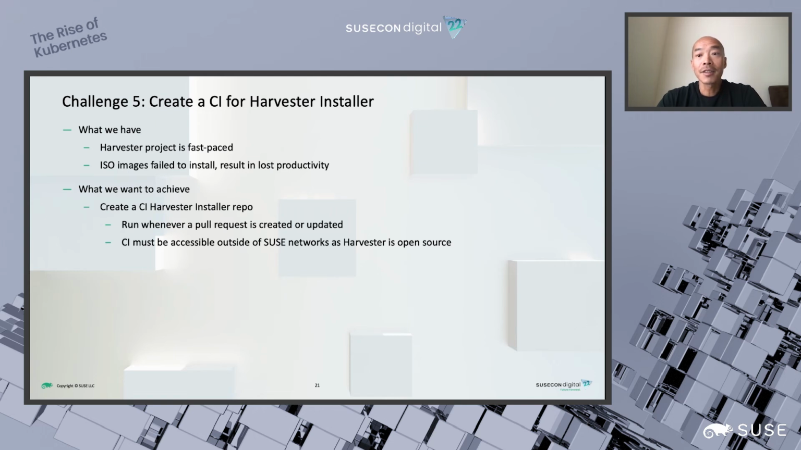The creation of Harvester Vagrant gave us the tool to tackle the last challenge, which was to create a CI for Harvester installer. Early on, we often ran into some fundamental installation failures because the project was moving very fast. So when an ISO image failed to install, sometimes we lost productivity while waiting for the problem to be fixed.